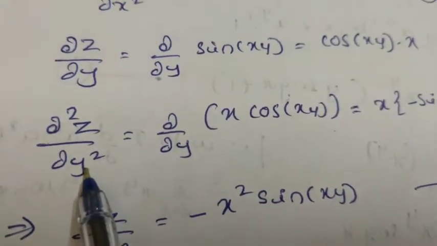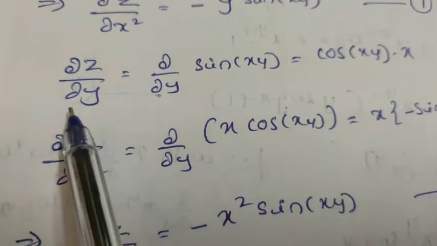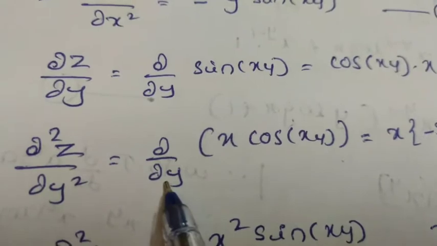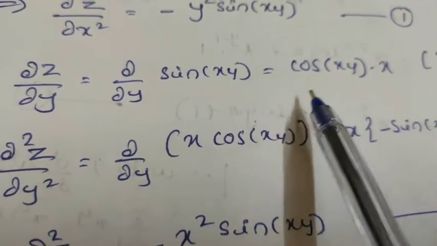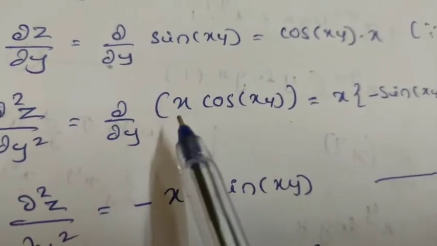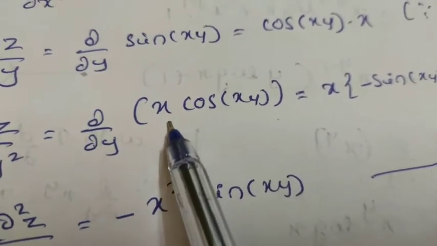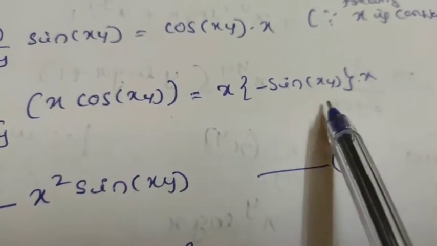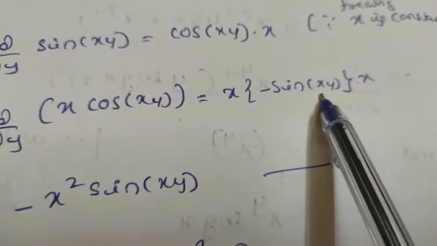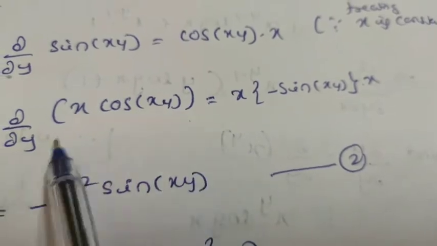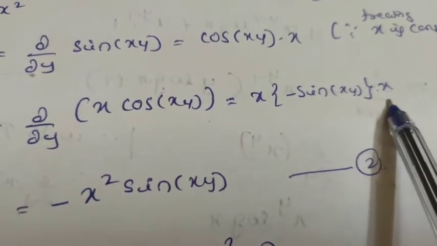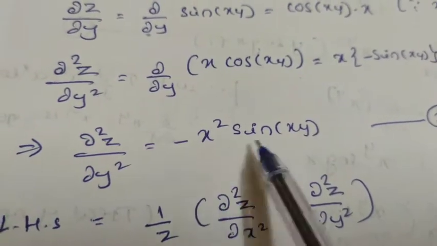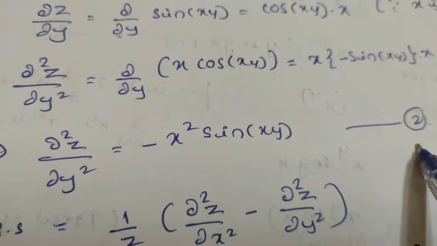Let us differentiate this once again partially with respect to y. So the derivative ∂/∂y of ∂z/∂y is ∂²z/∂y², which is equal to ∂/∂y of x cos xy. Again here x is constant, you have to keep x as it is. The derivative of cos xy is minus sin xy into again the derivative of xy with respect to y. X constant, x as it is, the derivative of y is 1. So it is equal to minus x² sin xy. Take this one as equation number 2.